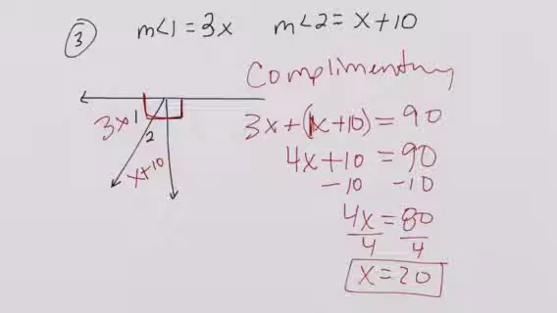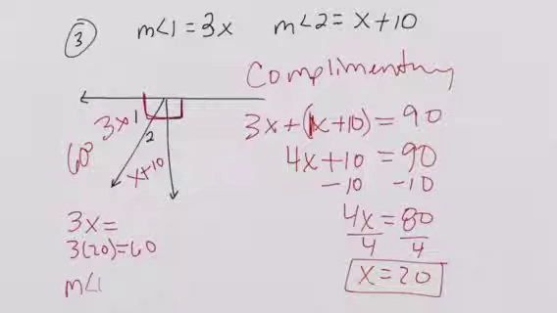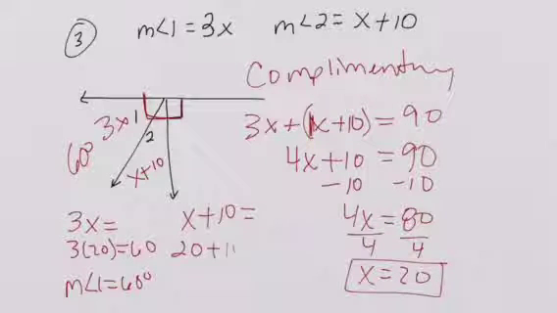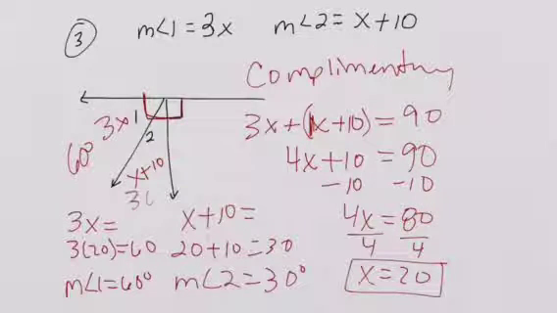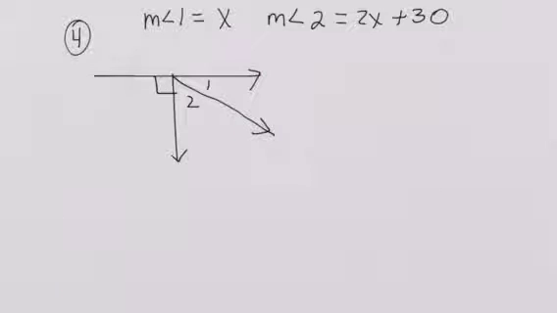Now I'm going to use that and come over here and find out what 3x equals. So 3 times 20 is 60, which means the measure of angle 1 is equal to 60 degrees. X plus 10 is equal to the measure of angle 2, so we're going to do 20 plus 10 is equal to 30, so the measure of angle 2 is going to be 30 degrees. And of course, 30 plus 60 is 90. All right, let's do the next one.